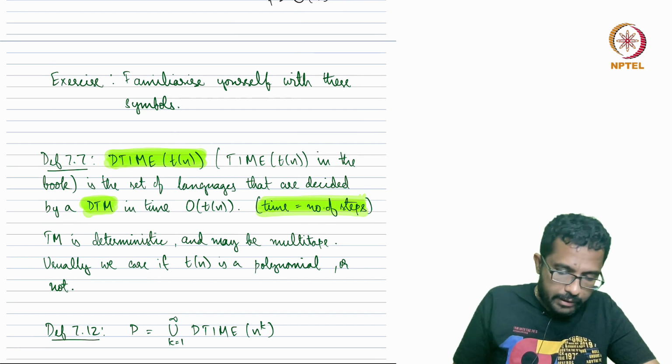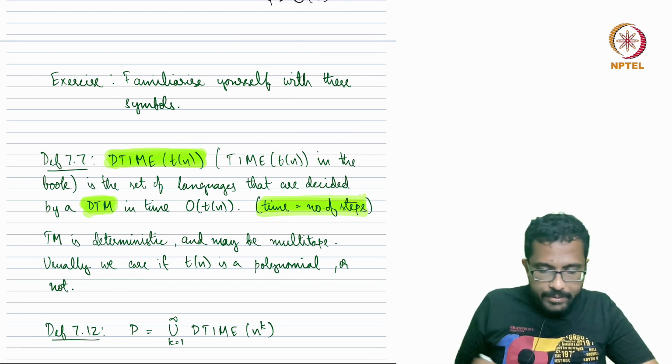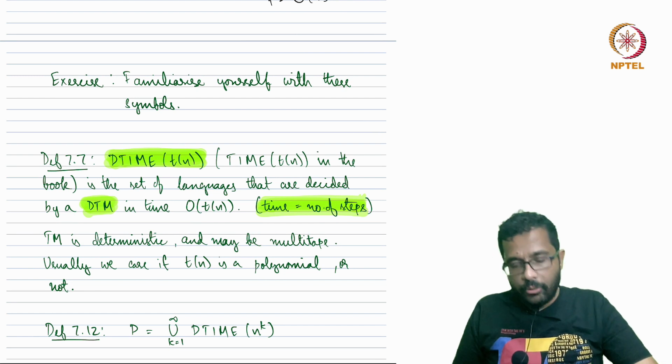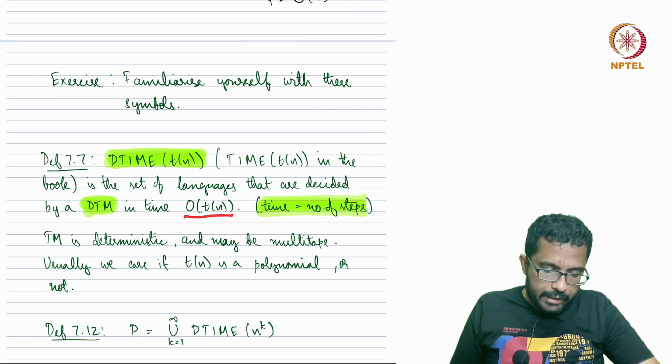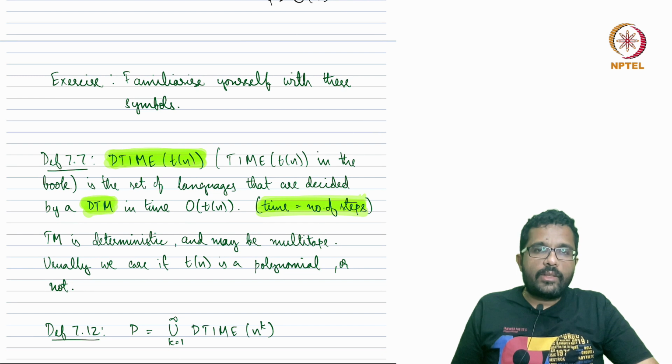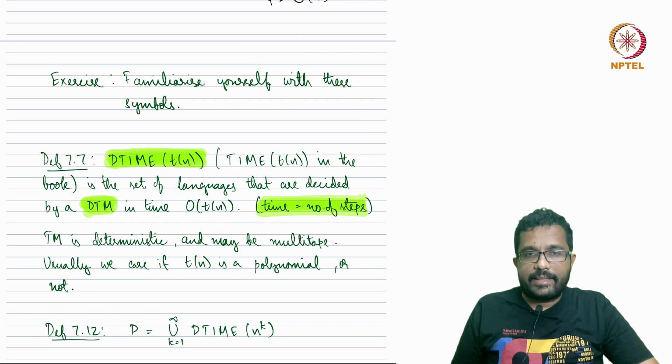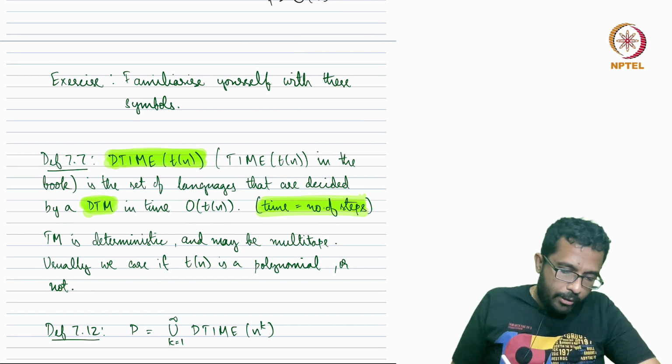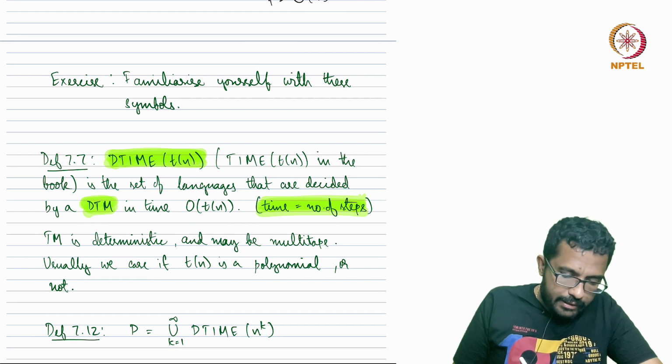So time big O of T(n). Sometimes I'll end up saying order T(n) when I mean big O, okay? So O(T(n)), in that much time, what is the class of languages that we can decide? And it's important that the Turing machine is deterministic.